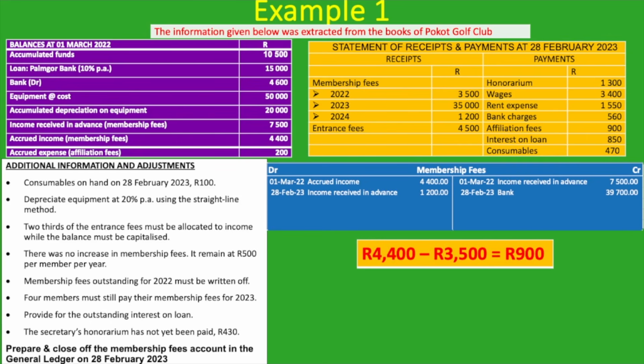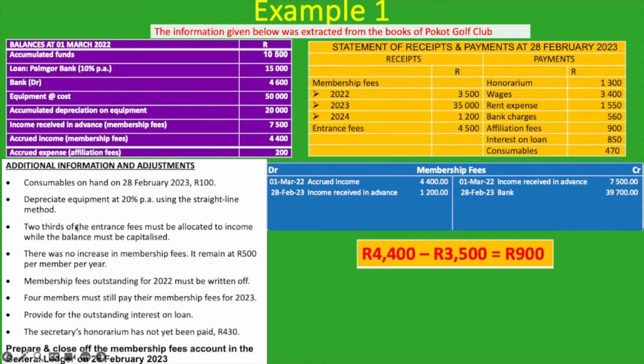And so what is happening to that 900 Rand? How would we know what the answer is? We look at the additional information and adjustments. Let's go through the bullet points. Consumables on hand on 28th of February. We don't care about that at this moment because we are asked to do the membership fees. Remember, we're only concerned with membership fees in this particular example, because that's what we're asked to do.